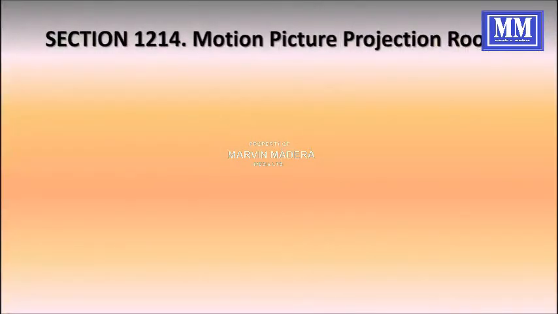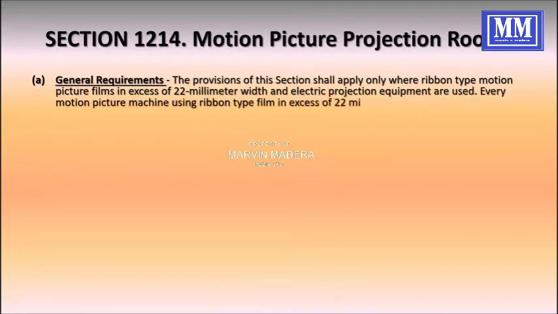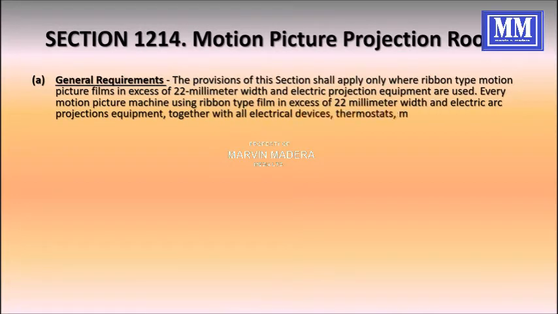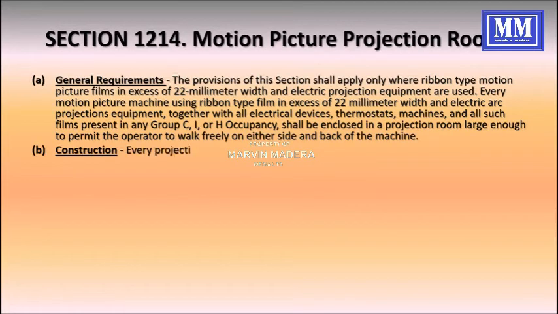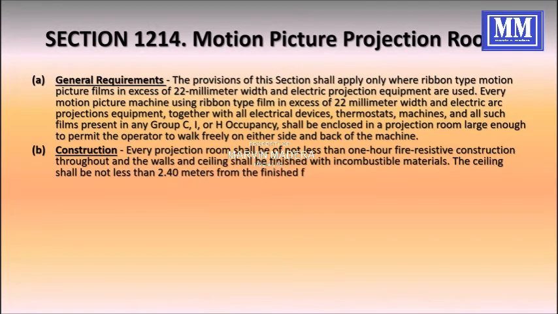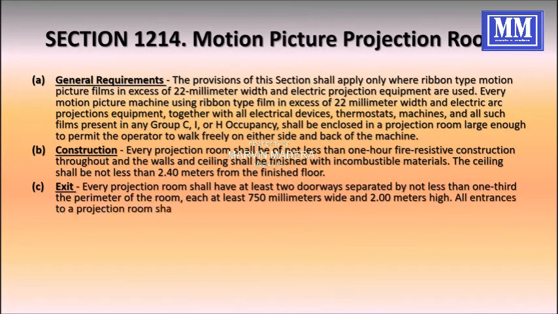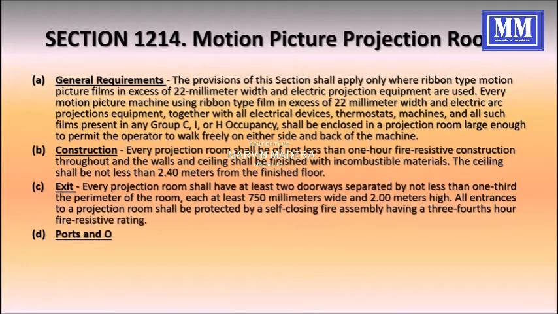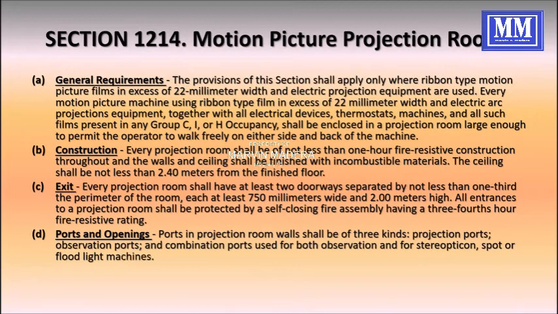Section 1214, Motion Picture Projection Room. The provision of this section shall apply only where ribbon-type motion picture films in excess of 22 mm width or electric arc projection equipment are used. Every motion picture machine using ribbon-type film in excess of 22 mm width and electric arc projection equipment, together with all electrical devices, thermostat, machines, and all such film presented in Group C, I or H occupancy, shall be enclosed in a projection room large enough to permit the operator to walk freely on either side of and back of the machine.